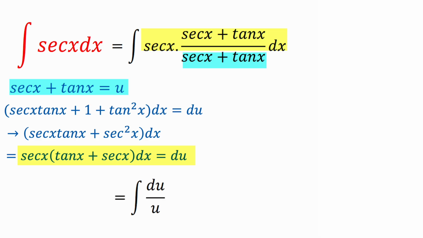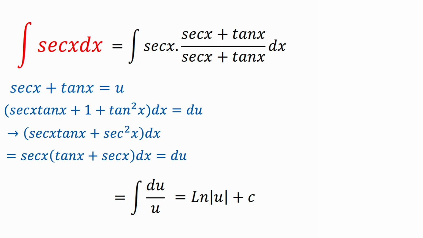What does that become? The natural logarithm of u. What exactly did you consider u to be? Secant of x plus tangent of x. So the integral of secant x dx becomes the natural logarithm of secant x plus tangent x. If you're someone who solves many different kinds of problems, it's not a bad idea to memorize this. All right, let's move on.